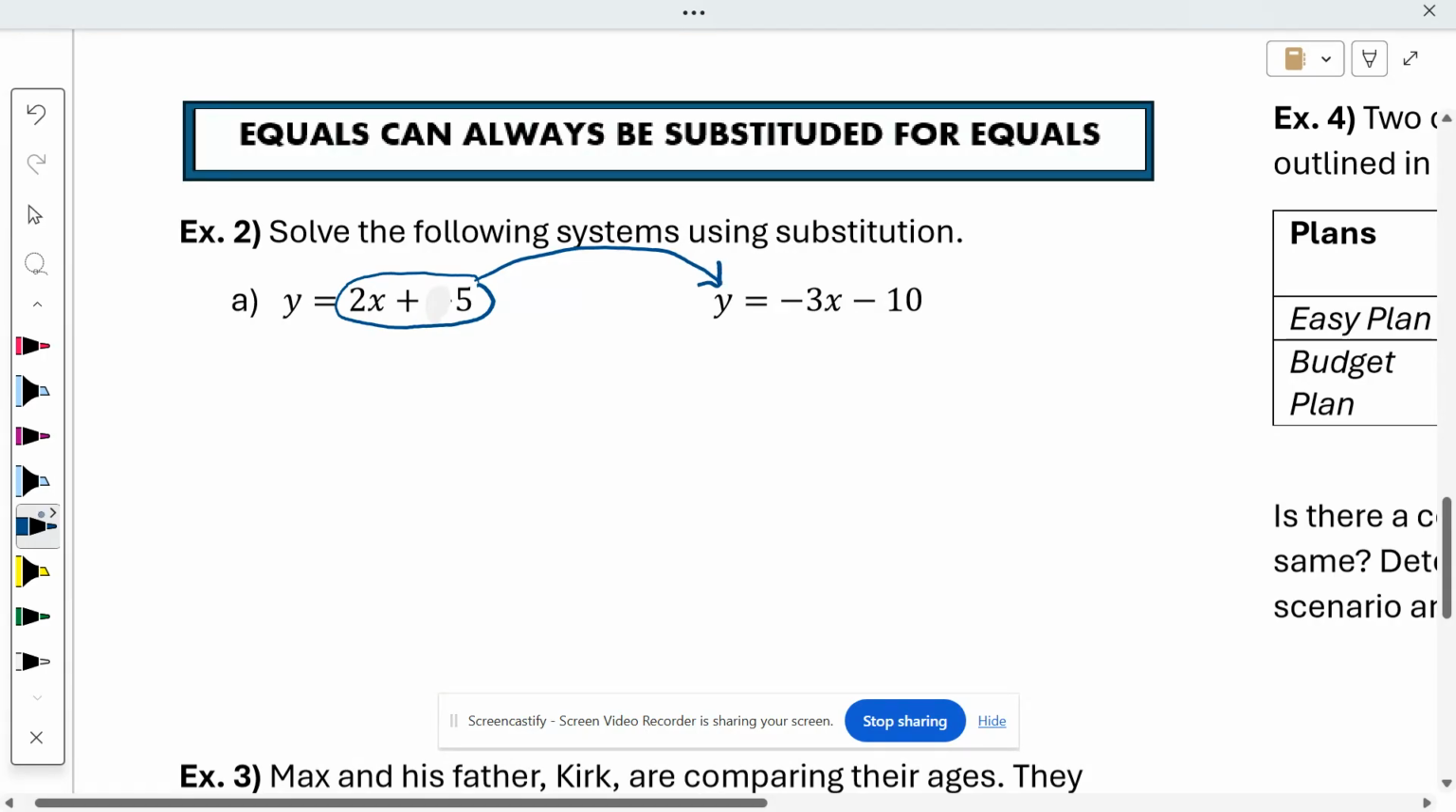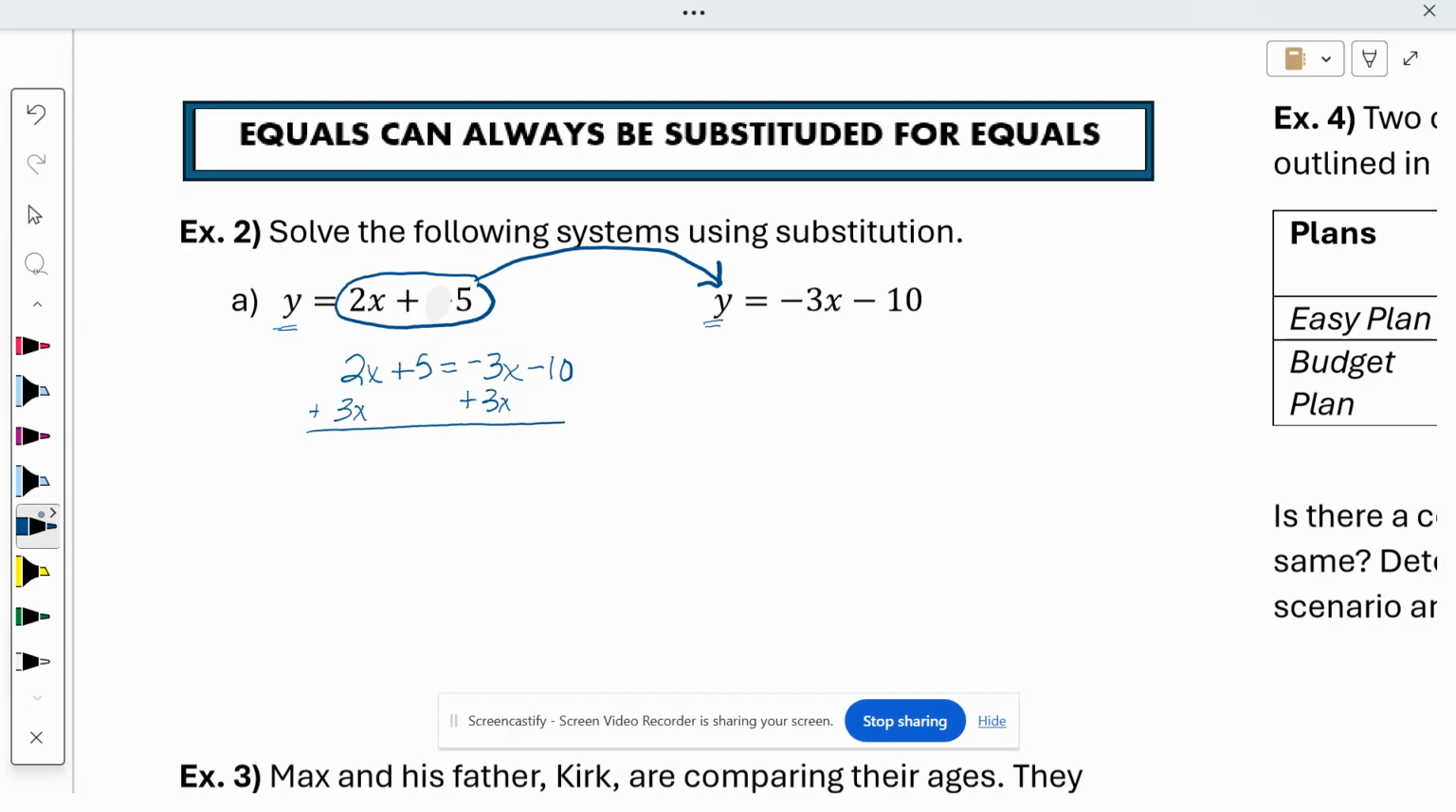So really what I'm going to do is take the 2x plus 5, which is the value of y from the first equation, and substitute that in for y in the second equation. So that gives me 2x plus 5 equals negative 3x minus 10. I'm going to add 3x to both sides because I'm solving for x. We use substitution because we eliminate one of the variables.